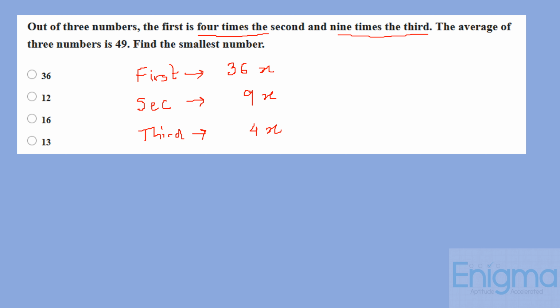Now, the average of these three numbers is 49. That means 36x plus 9x plus 4x upon 3 is equal to 49. That means 49x upon 3 is equal to 49. So 49 gets cancelled. So we have here x is equal to 3. So the smallest number is 4x. Hence our answer becomes 12.